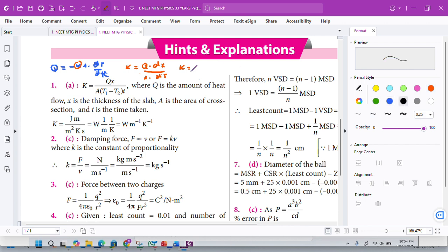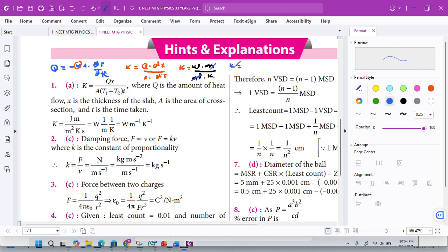So K is equal to, what is the unit for Q? That is heat transfer, whose unit is watt, into dx. dx is nothing but the thickness of the object, that is in meter, divided by the unit for area, meter square, multiplied with the temperature difference, K. You can see now meter square is there, meter is there, it gets cancelled.